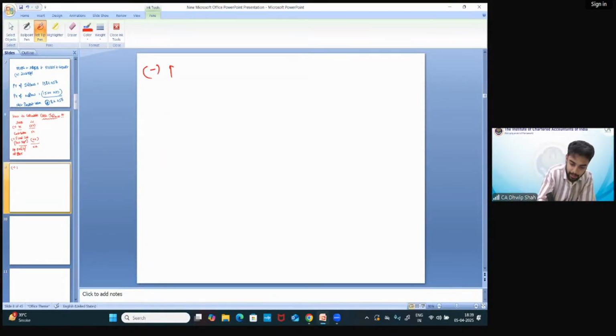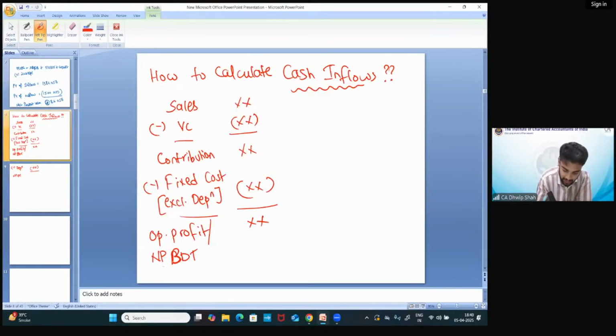From that, I will subtract depreciation because I want to show depreciation separately. So the resultant figure is called as net profit before tax. This was net profit before depreciation and tax. उसमें से I deducted depreciation. So the resultant figure is called as net profit before tax. Simple.